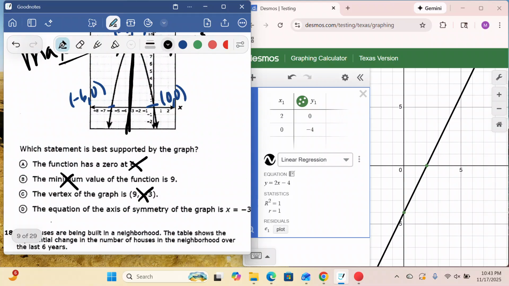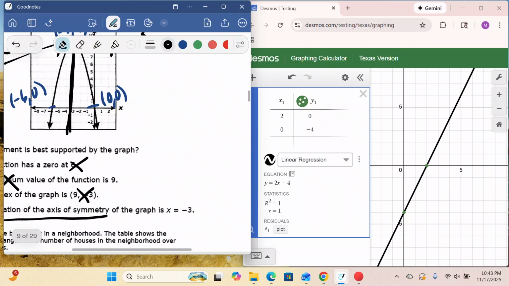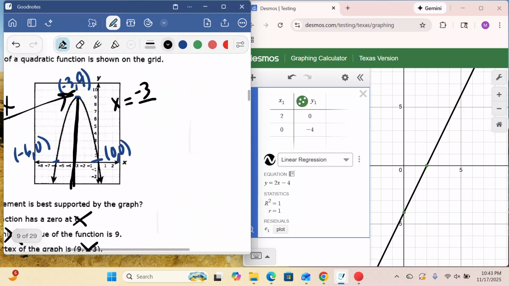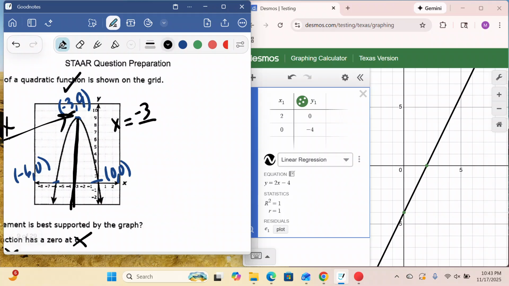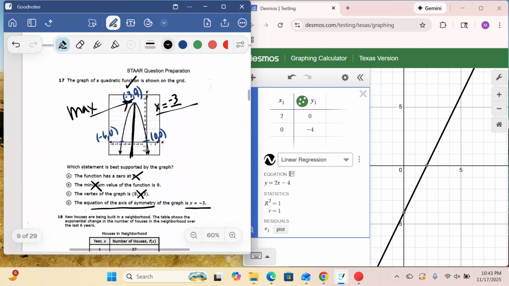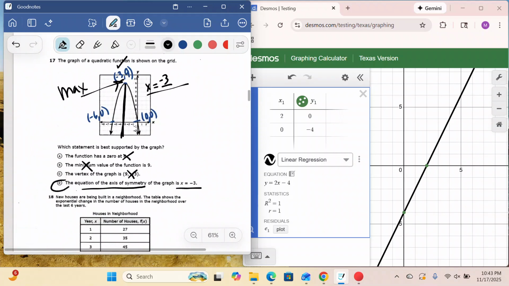And the equation of my axis of symmetry is x equals negative 3. And I know my x value to my vertex is my axis of symmetry, which is x equals negative 3. So the correct answer choice is D. So once again, you have to know the features in order to make sure that you understand this graph.